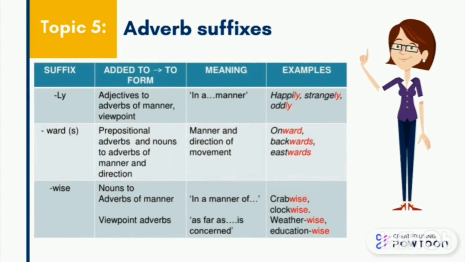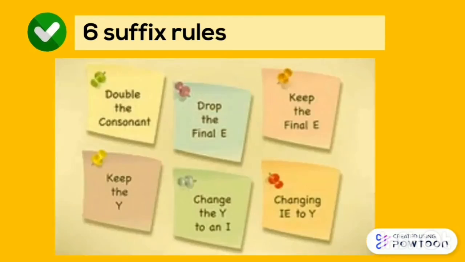A typical example is that the storm is moving slowly eastwards. Next is wise, meaning in a manner of. For example, clockwise, weather-wise, education-wise. Okay, students, we can continue with 6 suffix rules.